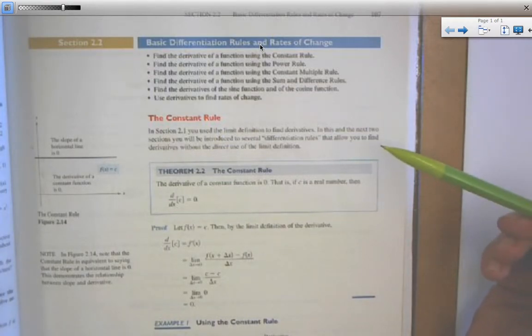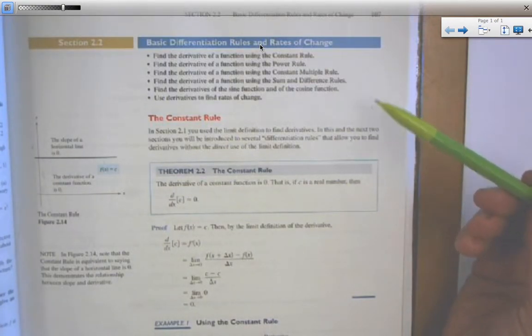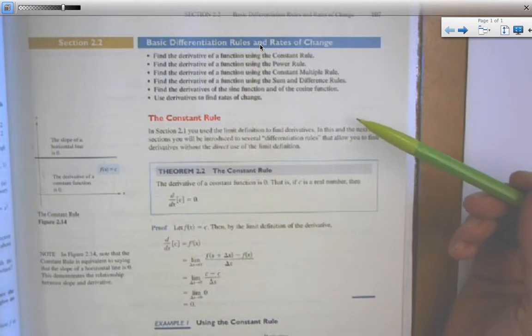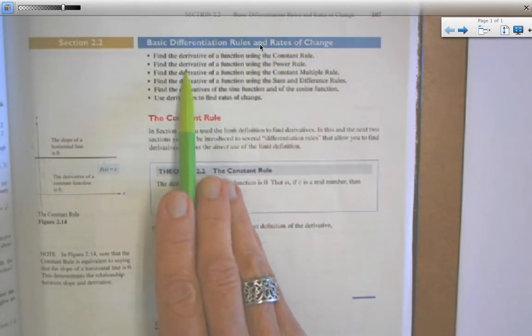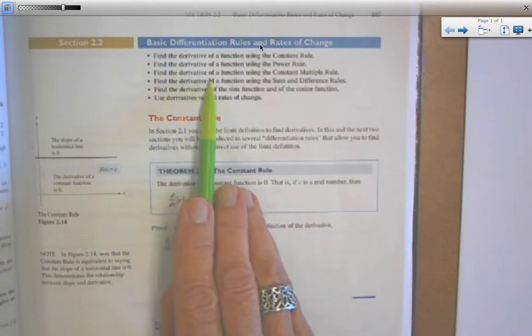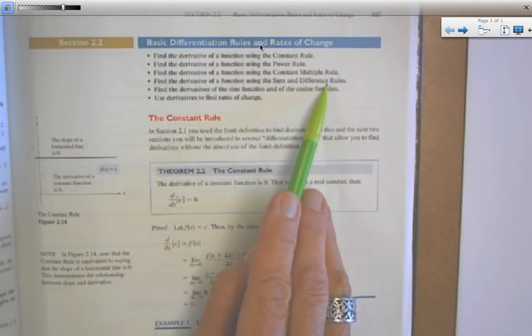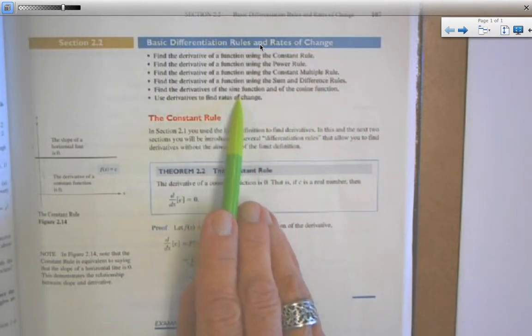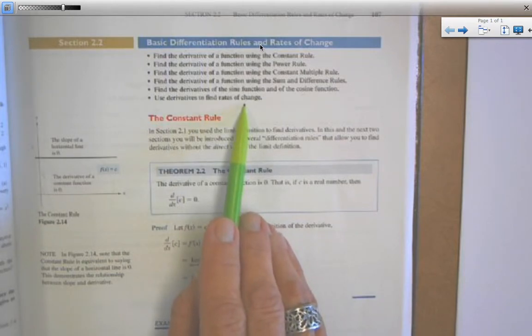So this particular section is going to give you some rules for taking derivatives that make life a little bit easier, where you don't have to use the limit rule every time to take a derivative. So you can find the derivative of a constant function. We're going to take a derivative using the power rule. Find the derivative using the constant multiple rule, sum and difference rule, and the derivative of sine and cosine. And then next Tuesday, we'll start rates of change.